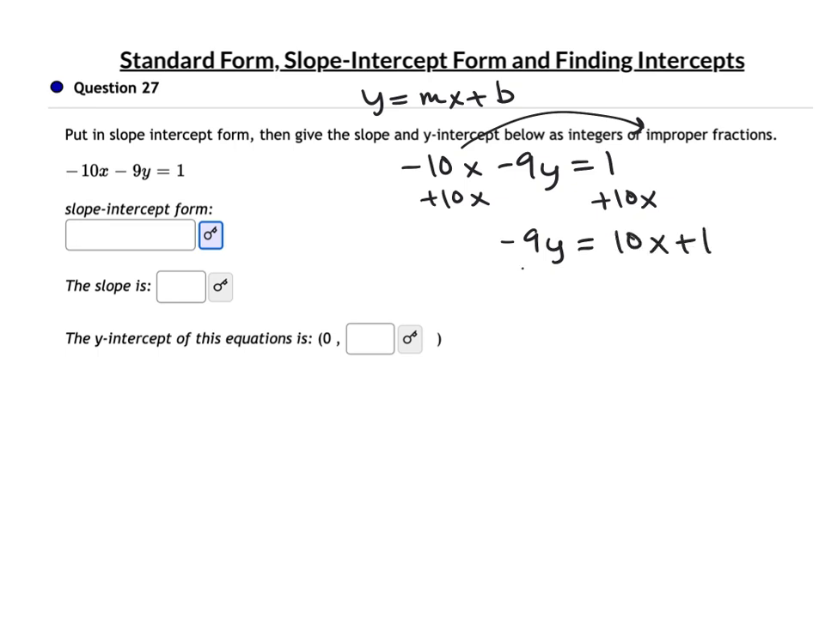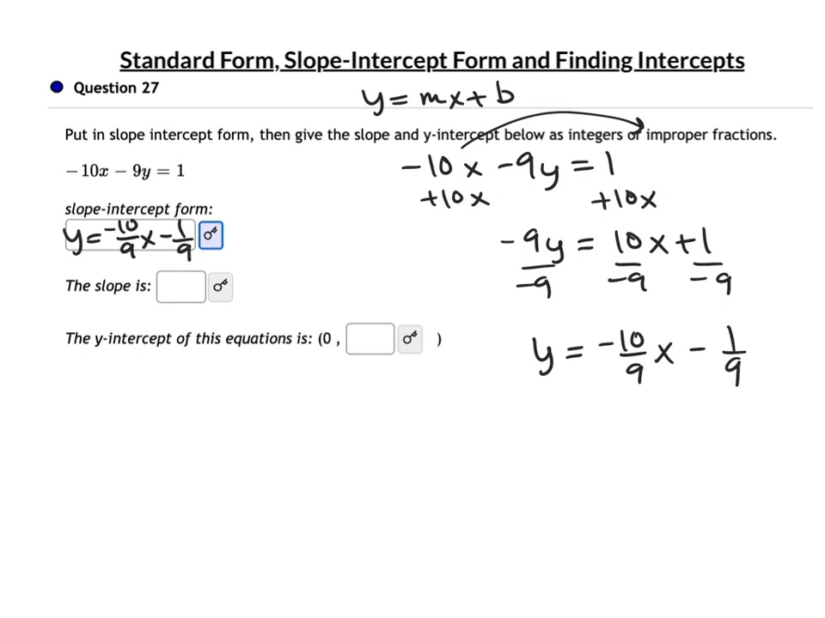Almost there. Get the y by itself. Divide by that negative 9. You end up with a messy looking equation. Y equals negative 10/9 x minus 1/9. Slope-intercept form, y equals negative 10/9 x minus 1/9. The slope is negative 10 over 9, and the y-intercept is 0, negative 1/9.